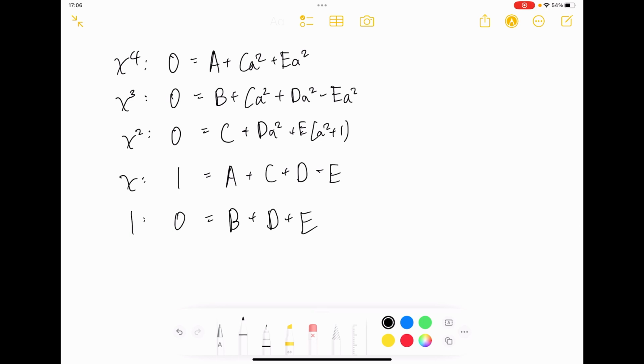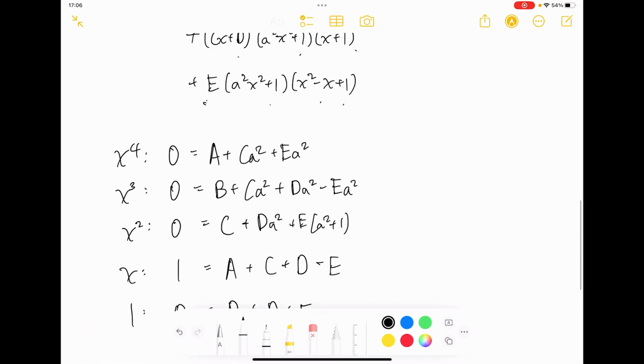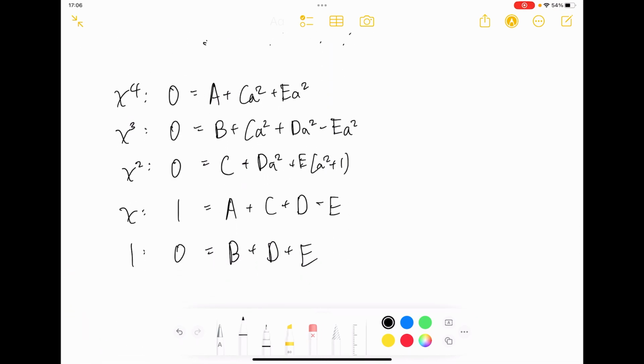So now we have 5 unknowns and 5 equations. Remember, little a isn't an unknown because it's a parameter. We're going to set that to 1 anyways. But we're not going to set that to 1 right now, just because it's going to mess things up, because we have to integrate with respect to a in a bit just to get rid of this I prime. So we can't set that to 1 just yet.